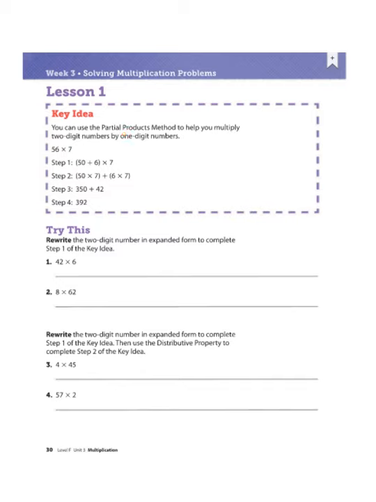So 42 times 6. To use the partial product method, 42 would become (40 plus 2), close my parentheses, times 6. And that's all you have to do for that step. We're just working on step 1. You don't actually have to solve anything.